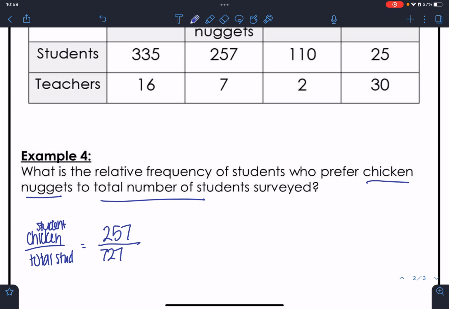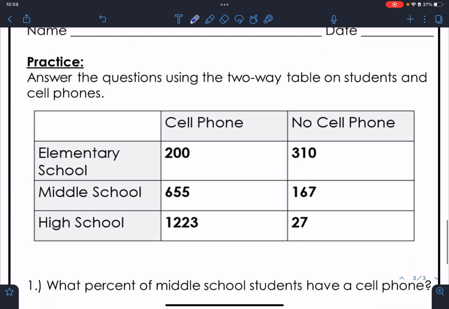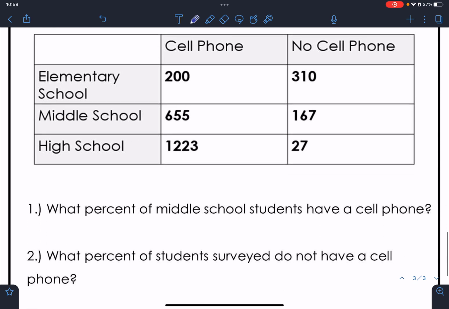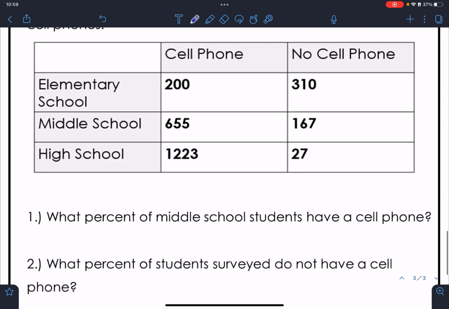Okay, so let's look at the practice page. We're going to do one together, and then you're going to do a couple on your own. I'll check that, and then we'll start working on the homework. This is really as complicated as it gets. It's not too bad, but we want to make sure we can do these tables.